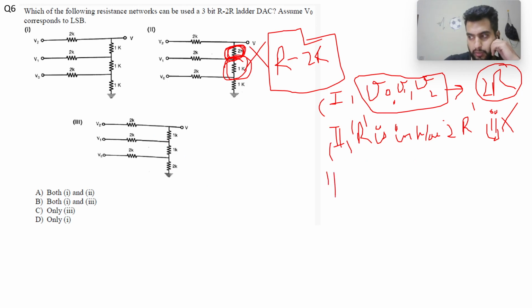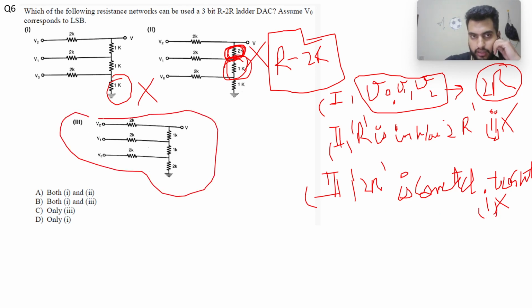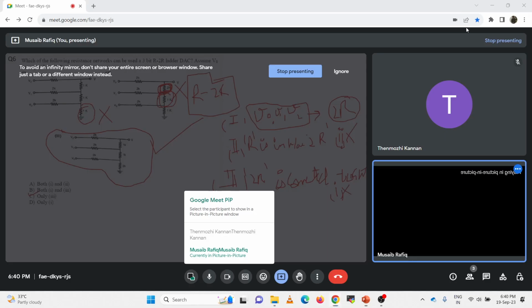Now towards the third part, the final 2R resistor is connected to ground. So you can see R is connected to ground, not 2R, so network 1 doesn't follow. So the only network that follows all three criteria is network 3. So only network 3 can be used as a 3-bit R2R ladder DAC, right?